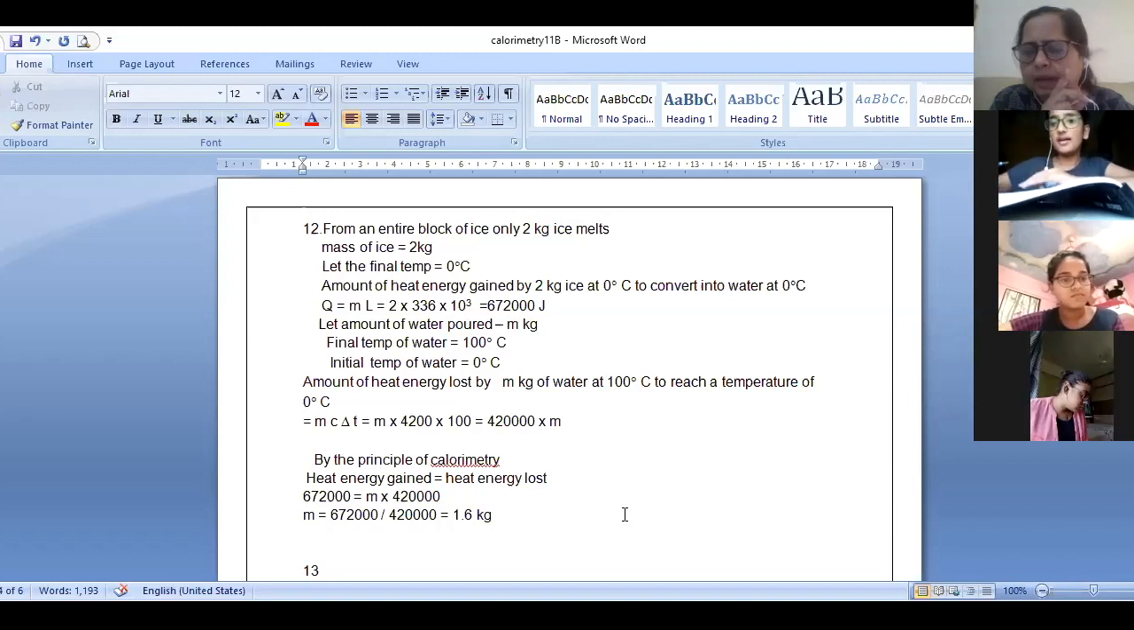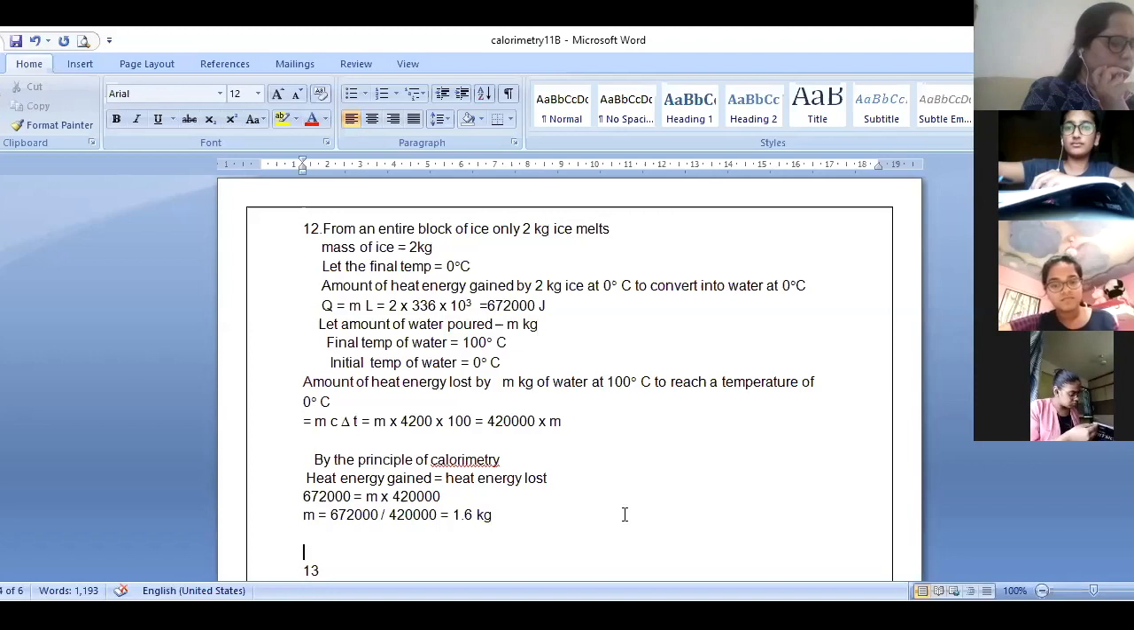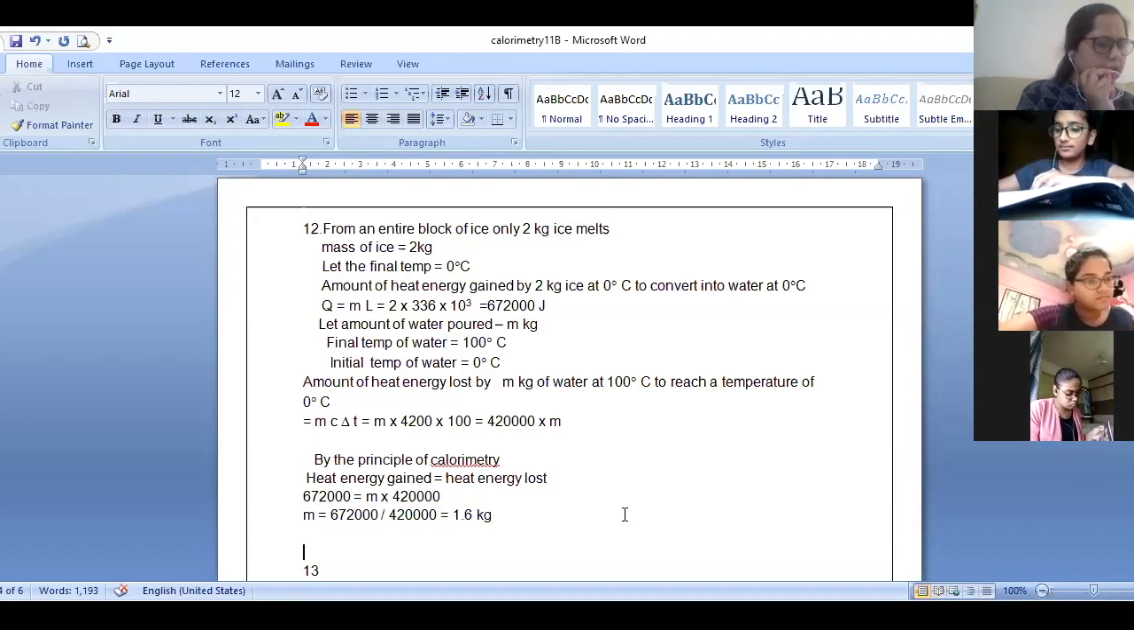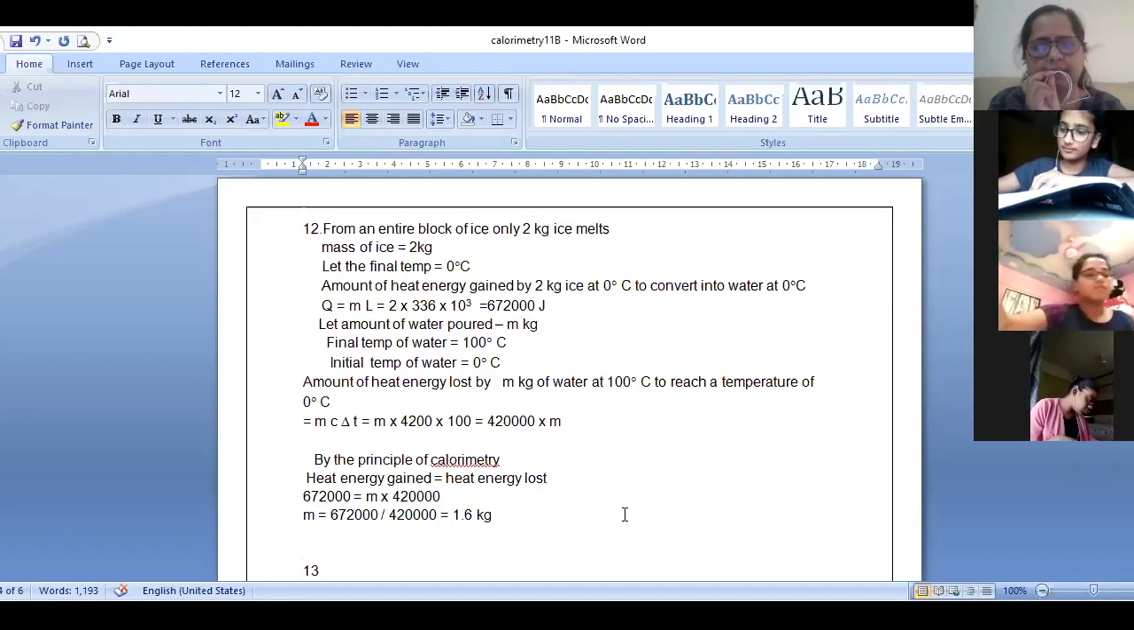Listen to me, ice is at -10 and it is going to come to ice at 0 degrees. There is no change of phase over here. So you have to write amount of heat energy gained by 100 gram of ice at -10 degrees Celsius to raise the temperature to 0 degrees Celsius. So Q equal to MC delta T.